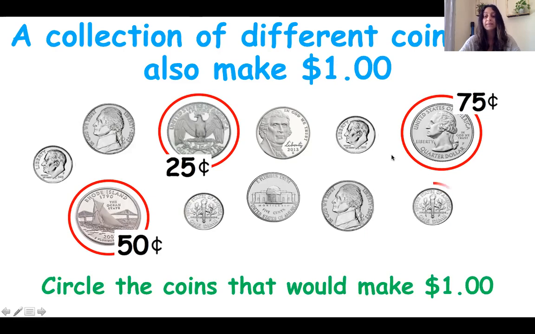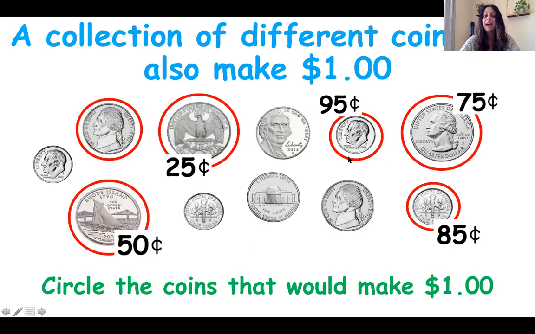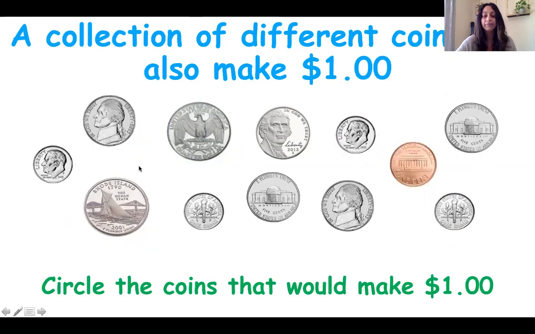75 cents, 85 cents, 95 cents, and then I had to move to a nickel, $1. So I couldn't use another dime again because that would make too much money. I had to switch to nickels, which is what I ended with. All right, let's try one more together. Here's another collection of coins. Let's make $1 or 100 cents.